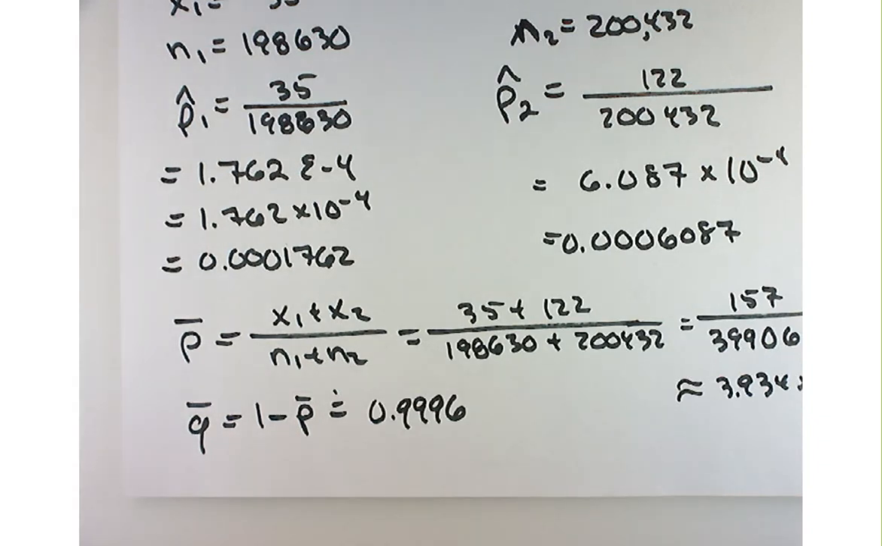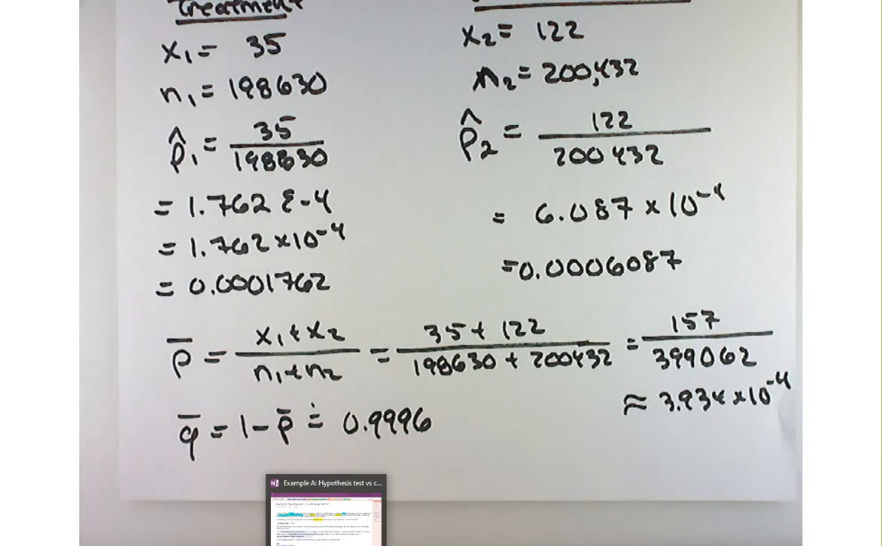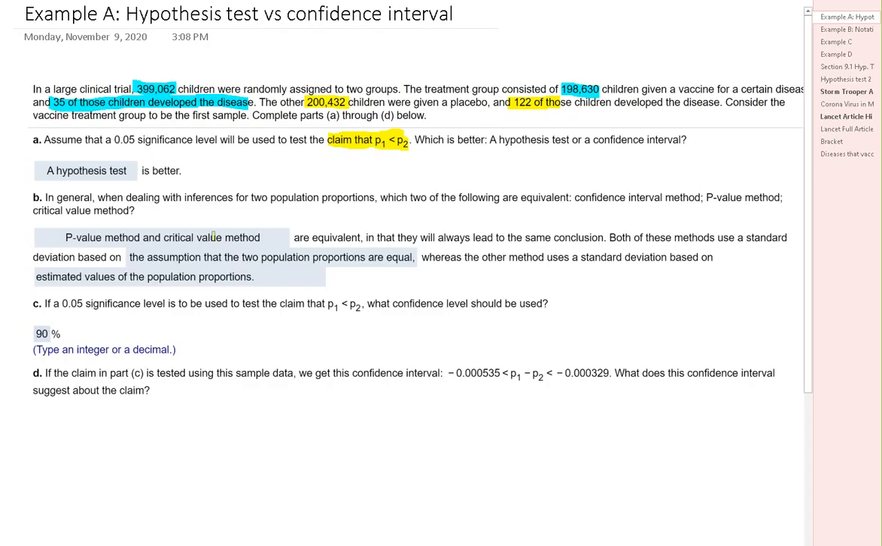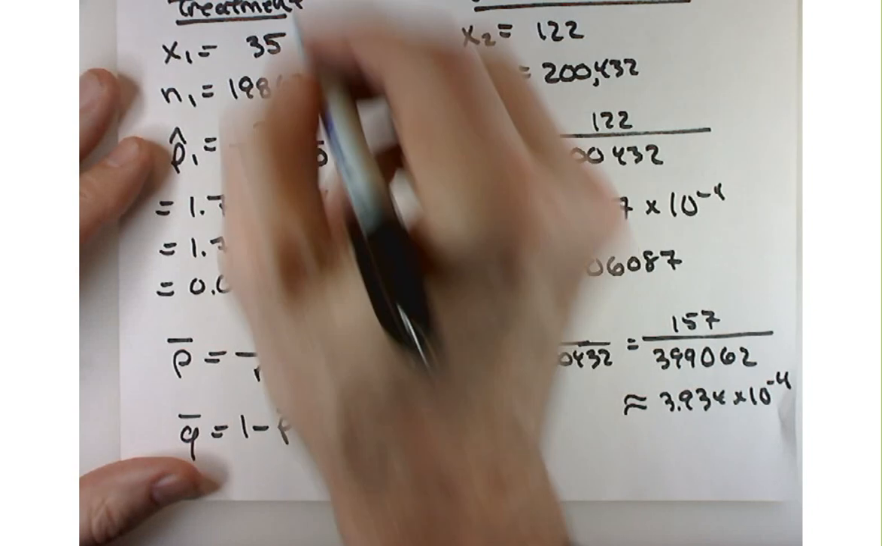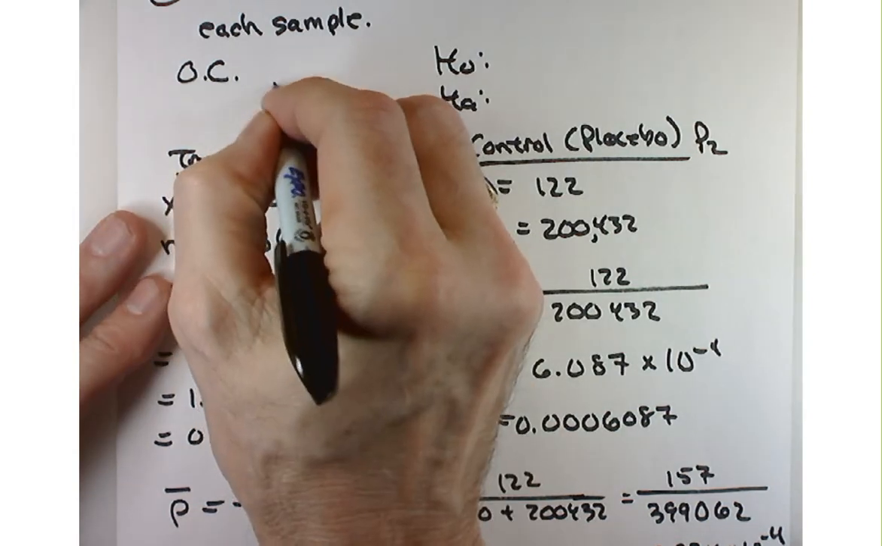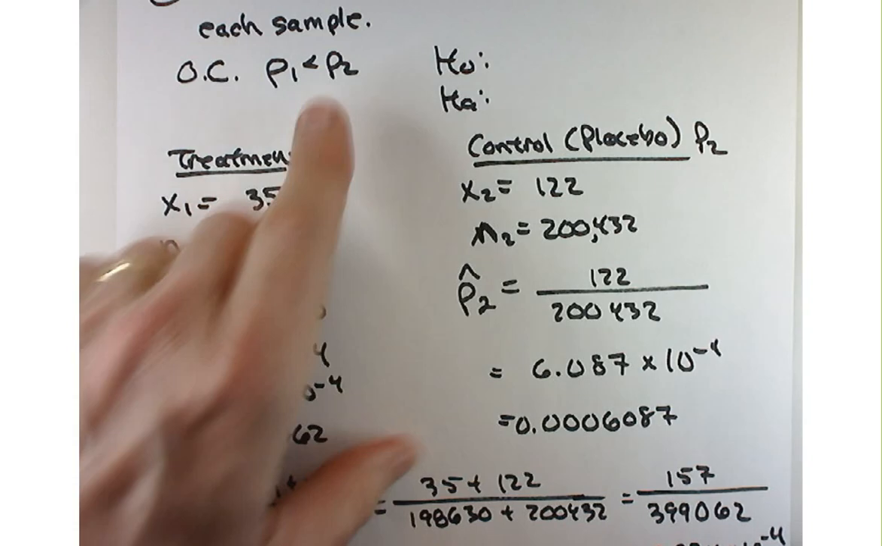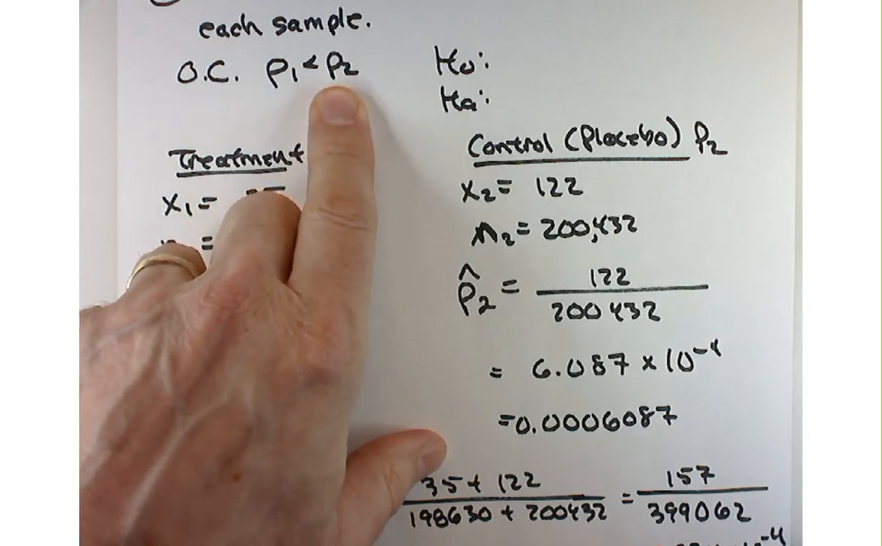Okay, let's go back and take a look at the problem here. A lot of the stuff was just notation. So the first thing we have to figure out is what's the original claim. And they pretty much tell you right here, it's part A. We're going to do a 5% significance level to test the claim that P1 is less than P2. Here's your P1. Here's your P2. P1 is a treatment. P2 is a control. They literally tell you that in the problem. And they tell you that your original claim is P1 is less than P2, meaning your probability of getting polio with the vaccine is lower than your probability of getting polio without the vaccine. That's what they're stating here.